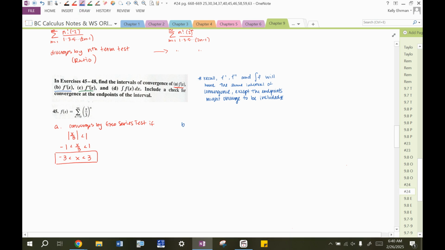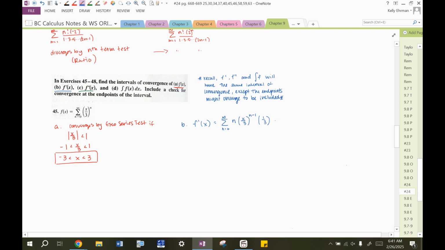Okay, for part B, we're supposed to find an f prime of x power series and then find its interval of convergence. So remember, you can just do derivatives within the power series. So I'm just going to use power rule on this and say, so this would be the series from 0 to infinity of n times x minus 3 to the n minus 1. Now be careful here. You have to remember to chain rule too. You just took the derivative of x over 3 to the n power. So there will also be a times 1/3 in the end here.